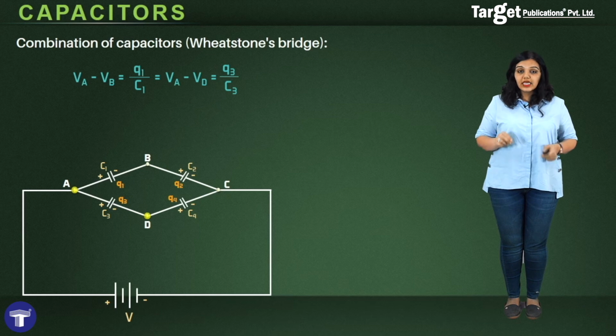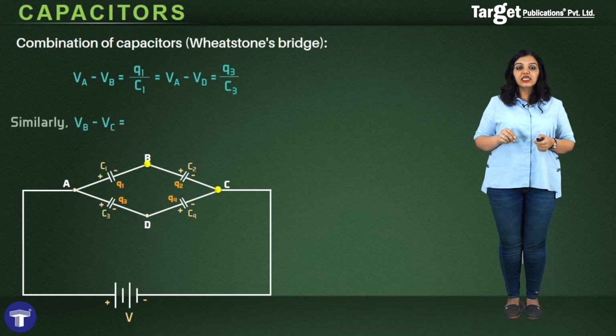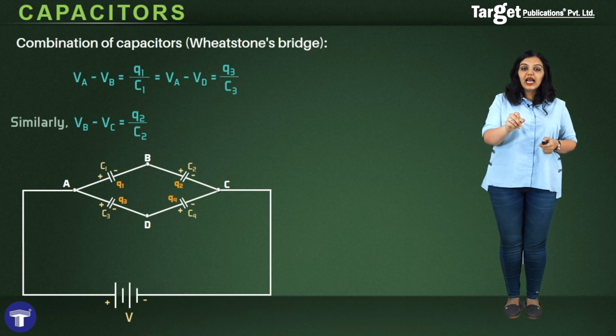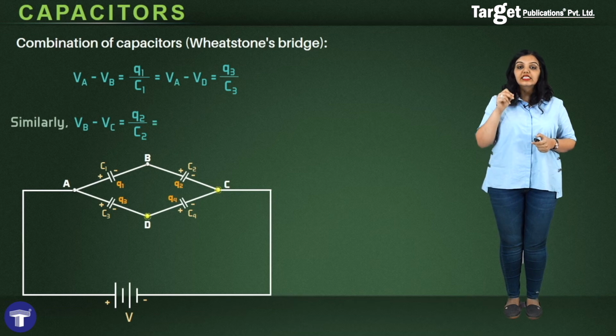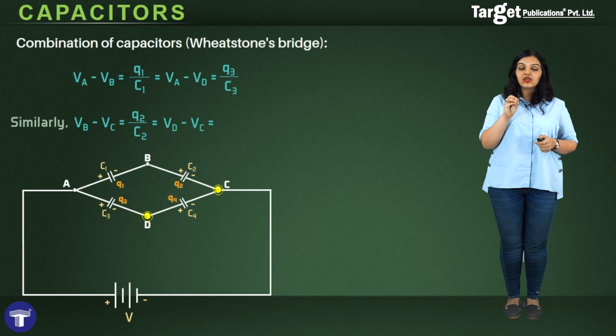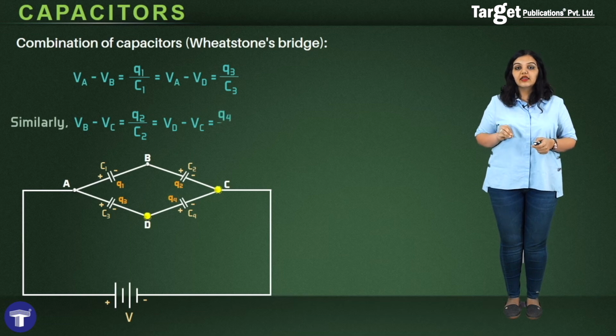Now we can do the same thing for the other side of the Wheatstone's bridge, that is I write VB minus VC is equal to the potential difference of the capacitor in between, which will be equal to Q2 upon C2. And again, VB has the same potential as VD, so instead of writing VB minus VC, I can write VD minus VC, and that will be nothing but the potential drop across the capacitance in between, that will be Q4 upon C4.